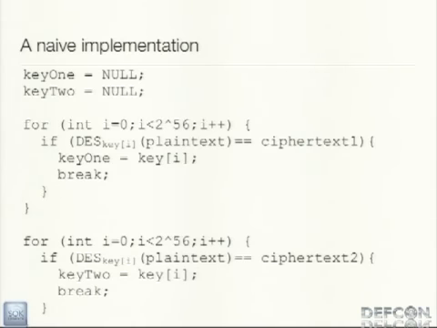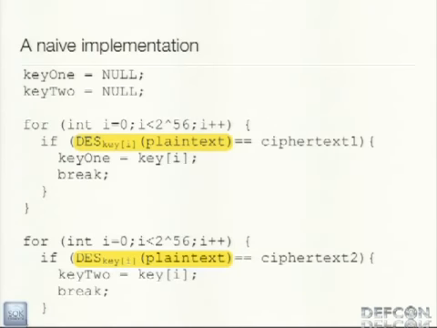Then you would start over again and iterate through the entire key space again, and for each key in the key space, do a DES encryption of your known plain text, and see if it matches your second known ciphertext. Now, the expensive part of this whole brute force operation is these DES operations. That's what costs something and makes iterating through the key space expensive.